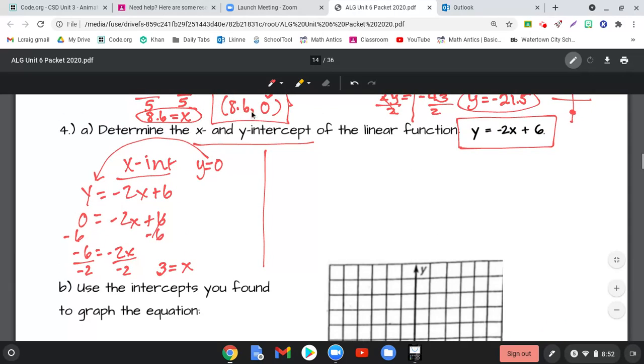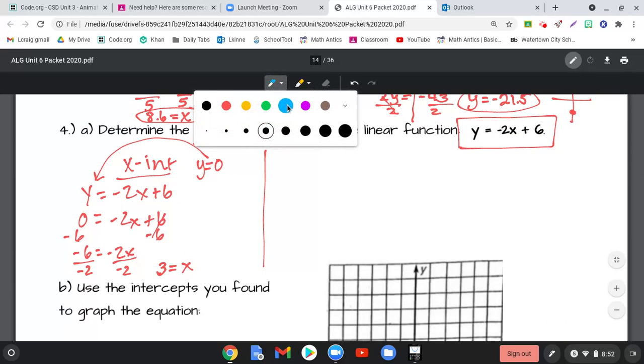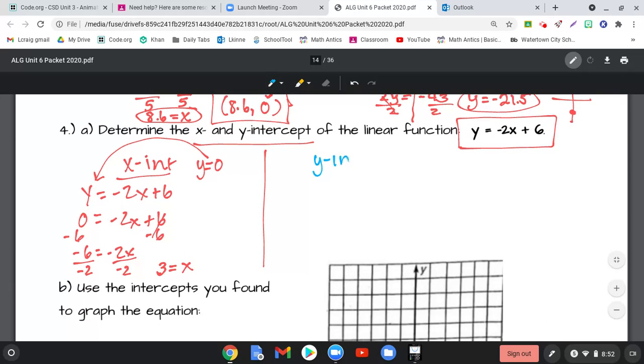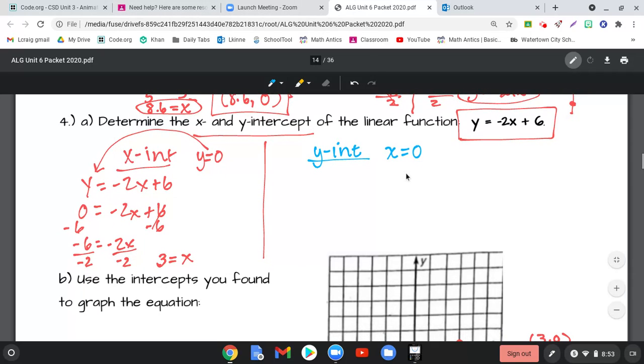Now let's figure out the y-intercept. I personally don't like to use this method. I think it takes a lot longer, but I do want to make sure I show it to you because you'll see it in geometry next year too. All right, so we have the same equation. This time you're looking to see where it crosses the y. So we're going to take 0 and plug it in for x. So y equals negative 2 times 0 plus 6. 0 plus 6 is just 6.